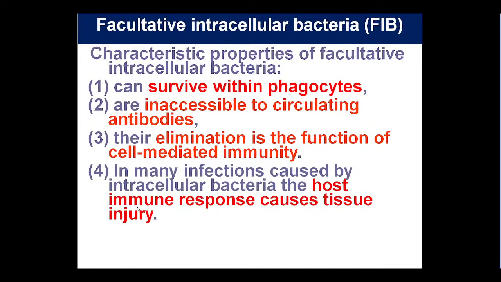The next part of the lecture is devoted to the immune responses to intracellular bacteria. Intracellular bacteria can survive within phagocytes because they have different mechanisms of surviving inside of the phagocytotic cell. They're inaccessible to the circulating antibodies, and this is also an important mechanism of bypassing the immune attack.